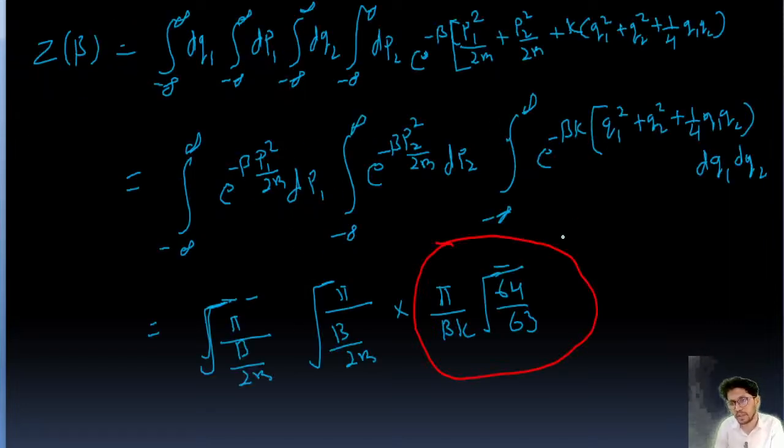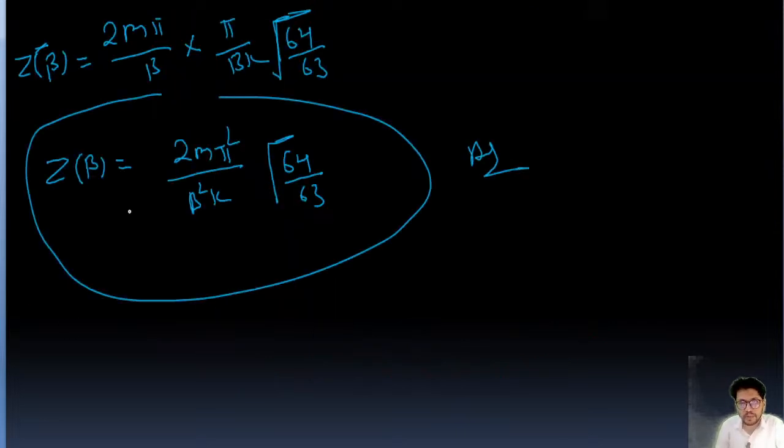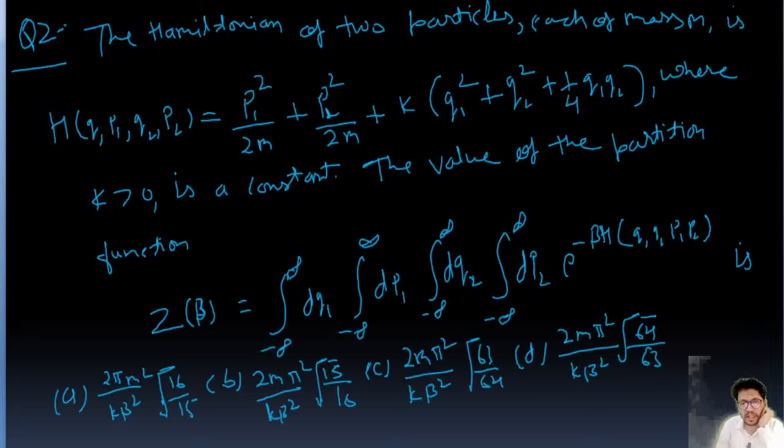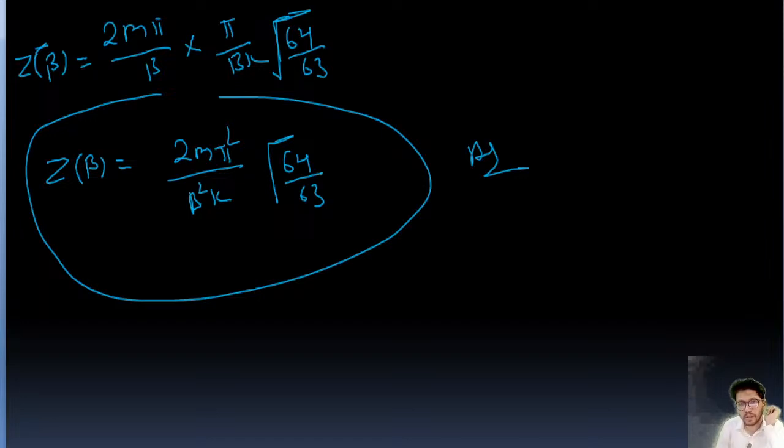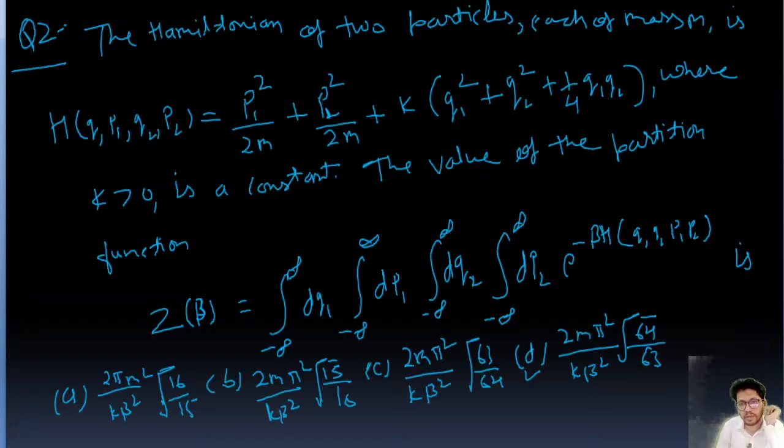It's a very lengthy integration, so I would suggest you note down and memorize this value: root pi upon beta k, pi upon beta k, root 64 upon 63. So we have put the value and got the answer. Which option is matching, guys? Option D is matching: 2m pi square upon k beta square into root 64 upon 63. So option D is the correct option.